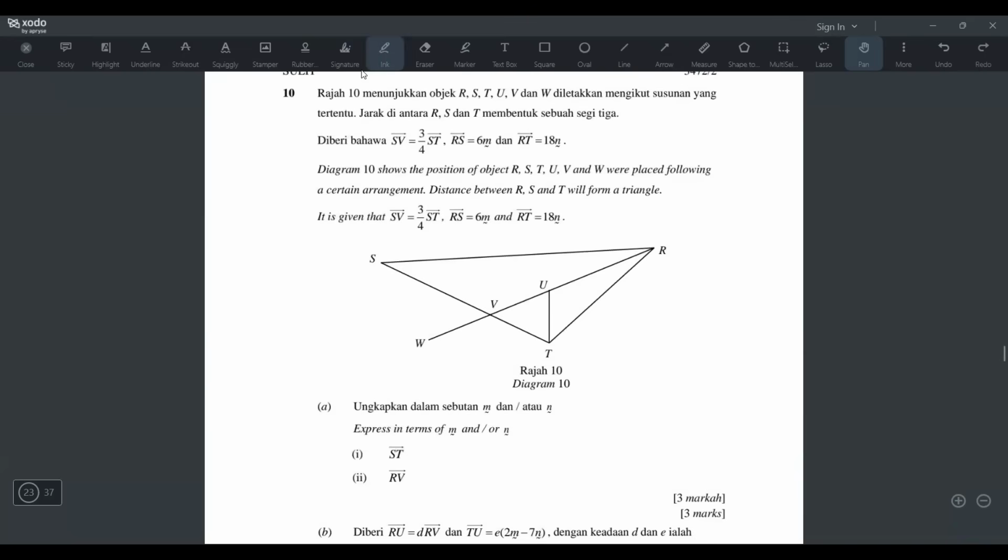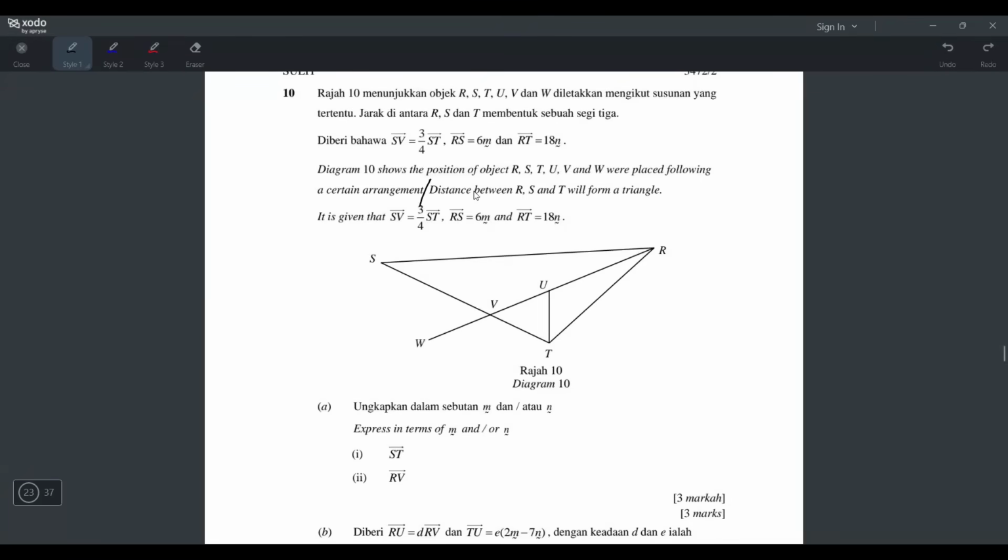Okay, number 10, let's do this question. This one is a vector question. So when you are doing vector, labeling is very important. So let's read and label first. Diagram 10 shows the position of objects R, S, T, U, V, W placed following a certain arrangement. Let's go.